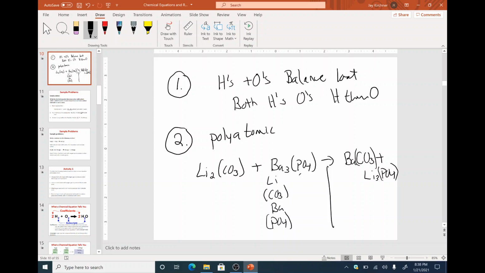So now count up, I have 2 lithiums versus 3, which is scary. 1 carbonate versus 1 carbonate. 3 bariums versus 1. And PO4, I got 1 versus 1. Yeah, that's right. Oh, I made a mistake though. That should be a 2 there. 2 versus 1. Okay. So let me make sure I got that right. Okay, good.